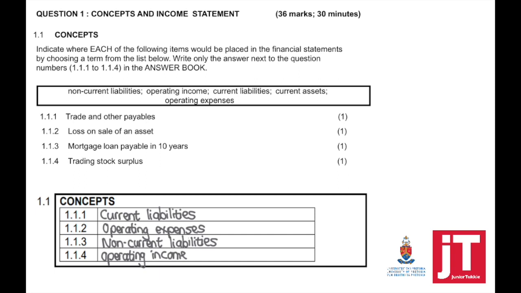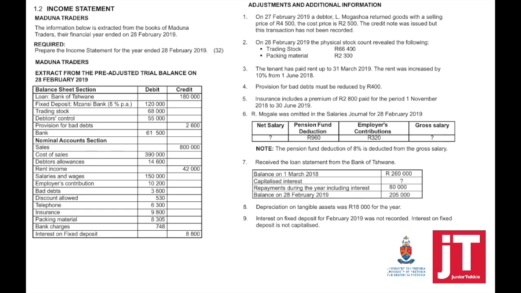Make sure that you understand income statement. Another word that we use for that is statement of comprehensive income. And if we look at balance sheet, it's statement of financial position. In question 1.2, you are only required to prepare the income statement for the year ended 28th February 2019. So what we're going to do is first focus on the adjustments. In our next video, we are going to look at how to approach this question.